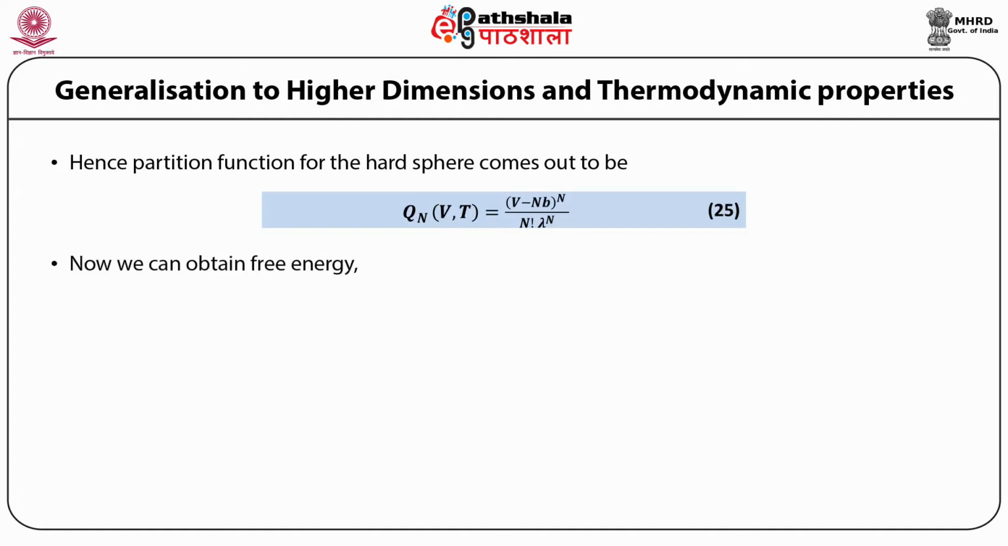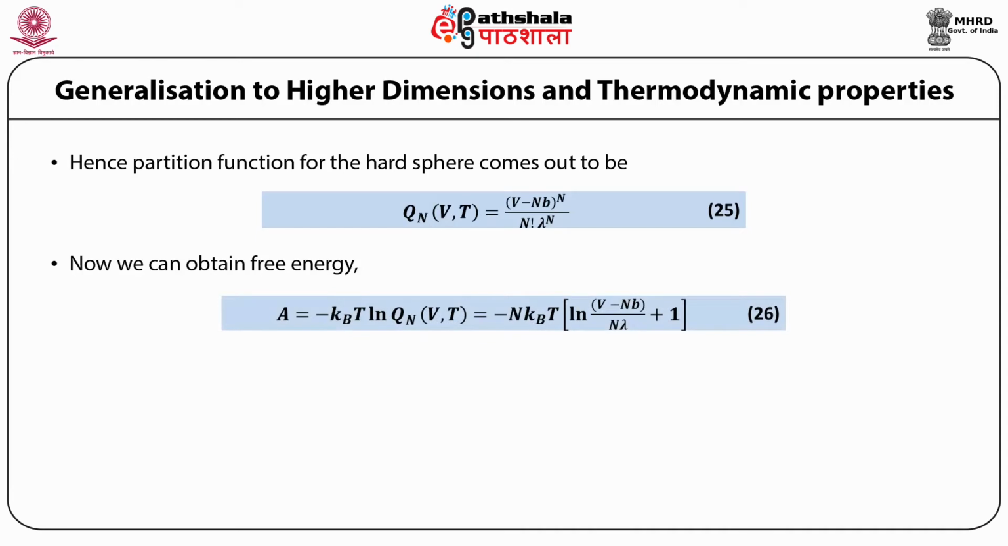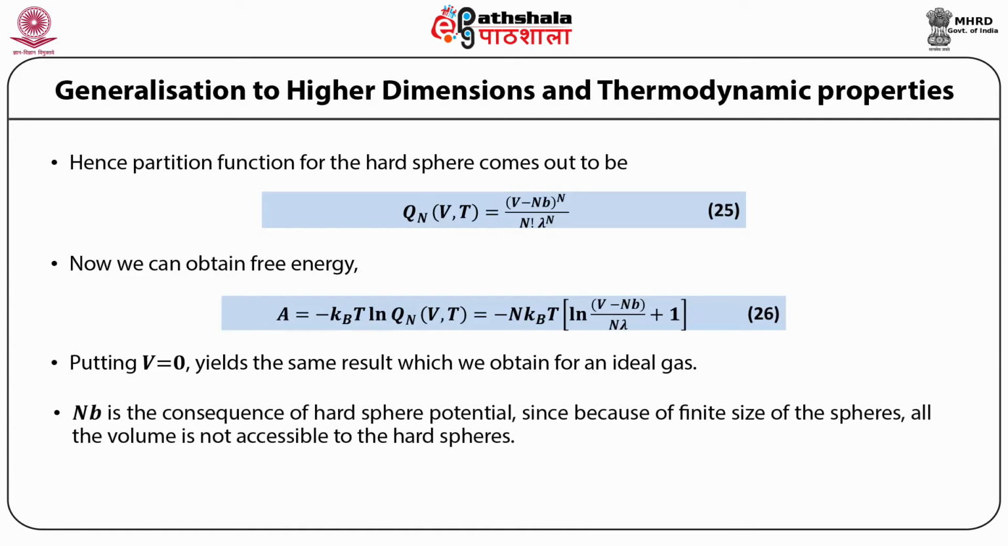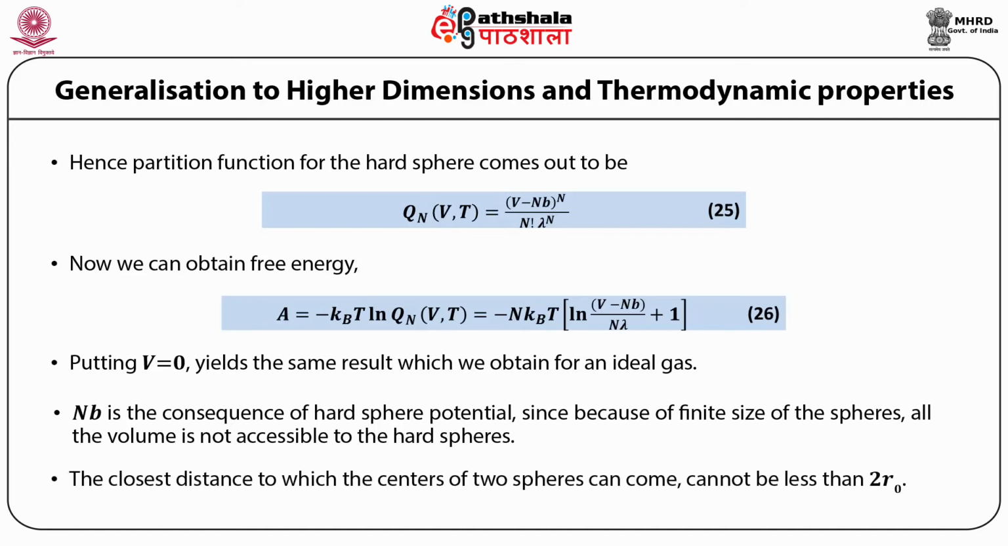Now we can obtain the free energy. A is equal to minus k_B T log of Q_N as a function of V and T, which is equal to minus N k_B T multiplied by log of (V minus Nb) divided by N lambda plus 1. Putting b equal to 0 yields the same result which we obtain for an ideal gas. Nb is the consequence of the hard sphere potential. Because of the finite size of the spheres, all the volume is not accessible to the hard spheres; the closest distance to which the centers of two spheres can come cannot be less than 2R0.